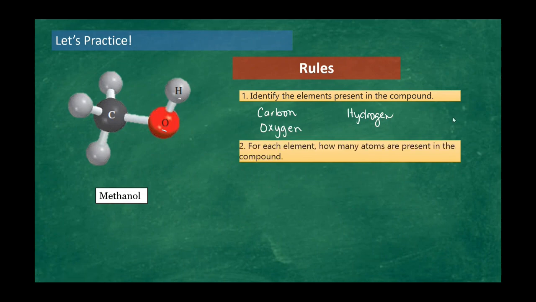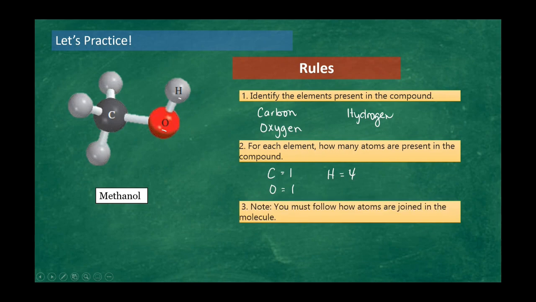With that, you have to identify how many atoms of each element are present in the compound. For our carbon, we have one carbon here, shown as a black circle. And we have oxygen, also one. And for our hydrogen, we have 1, 2, 3, 4 hydrogen. Now we have to follow step 3. You must follow how atoms are joined in the molecule. With this one, our main attachment will be the carbon.